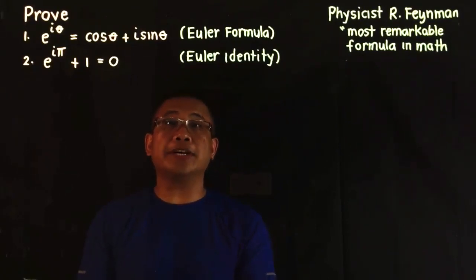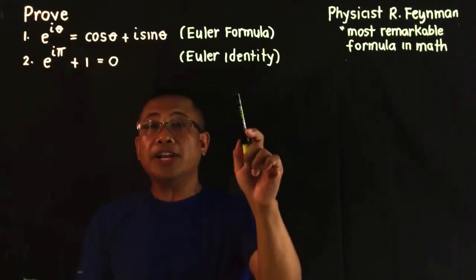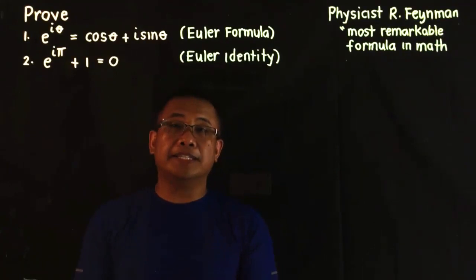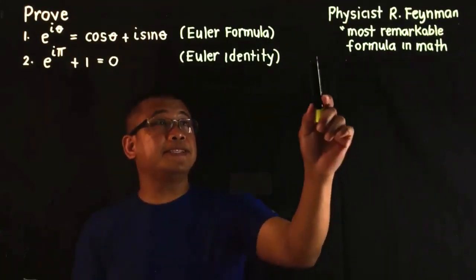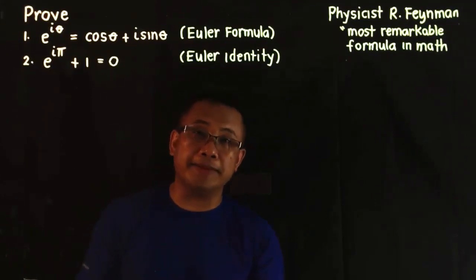In this lesson, we are going to talk about the Euler formula and the Euler identity. This Euler formula and this Euler identity are ubiquitous in mathematics, especially in physics and in electrical engineering. The famous physicist Richard Feynman describes this formula as one of the most remarkable formulas in mathematics.